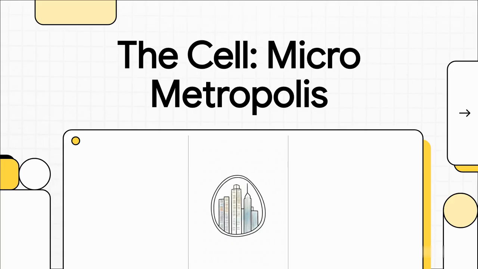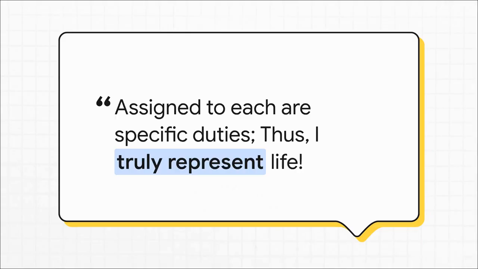The real action is happening inside a metropolis so tiny that trillions of them fit inside you at this very moment. You know, this quote really just nails it. A cell isn't just some blob of goo. It's a highly organized, living thing where every single piece, every part, has a specific job to do. So let's dive in and see how it all works.